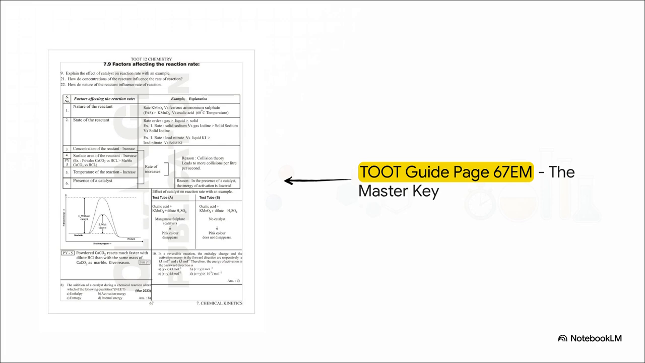Now, I really cannot stress this enough. This single page is basically your master key. If you look at the top there, it holds the exact answers to key 2-mark book-back questions. We're talking question 8, question 21, and question 22. It lays out exactly how a catalyst, concentration, and the nature of reactants influence the speed of a chemical reaction. The whole page is just packed with answers, so let's unlock them.